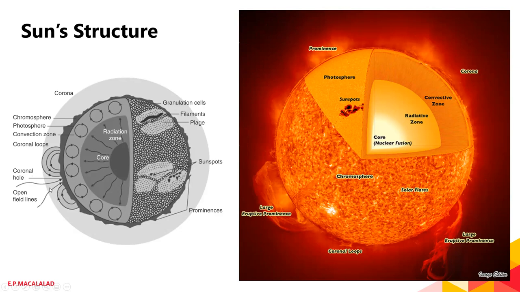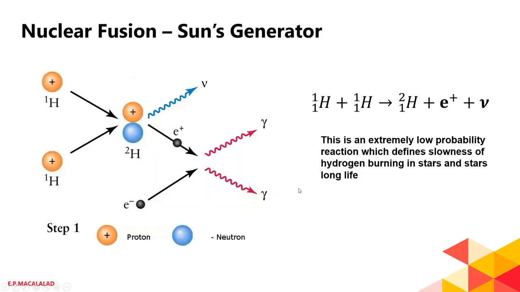And then we also have coronal holes, which are a source of open field lines, and from which most of the high-speed background solar wind emanates. And you also have your coronal loops, which are like large prominences that follow the pathway or direction of the magnetic field lines on the surface of the sun. But we're going to focus on the surface of the sun and its atmosphere.